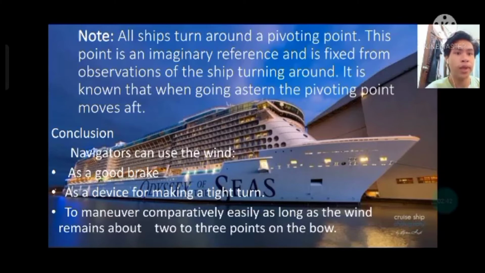Conclusion: navigators can use the wind as good as a brake, as a device for making a tight turn to maneuver comparatively easily as long as the wind remains about 2 to 3 points on the bow.